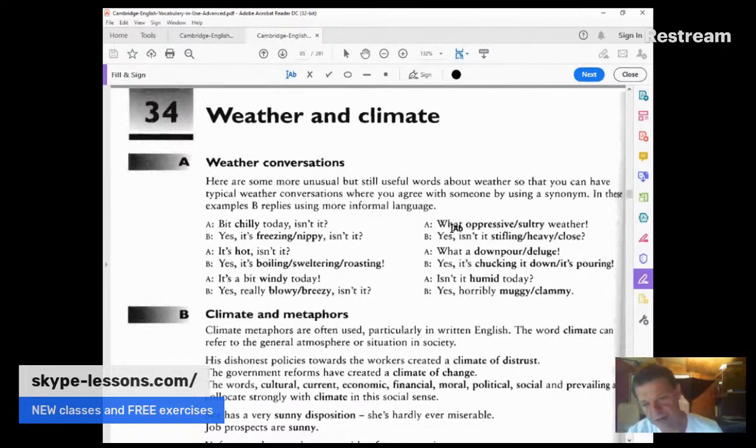If we look on the right-hand side, we get oppressive, sultry weather. Isn't it stifling? Isn't it heavy? Isn't it close? Now, all of these words mean uncomfortably hot, especially when you're uncomfortably hot because there are a lot of you in the same room. I think we often say stifling, close, stuffy, when there's lots of people in the same room. So there's very little air in the room and it's hot. So these are also good words for when you're uncomfortably hot.